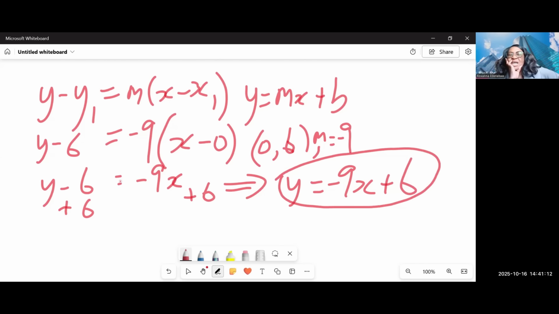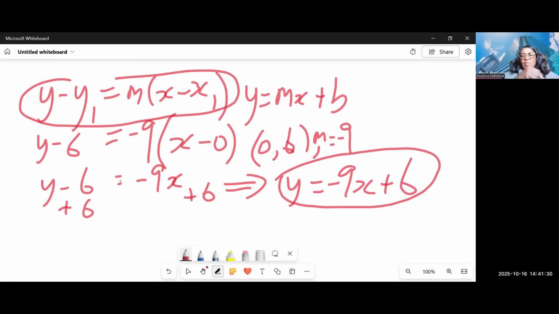So what I want to emphasize is that whenever you are given a point and the slope, you want to substitute the point and the slope in the point-slope formula, this one right here. Then simplify, isolate y to get your answer in slope-intercept form. Slope-intercept form, this one. Slope-intercept form, point-slope form.